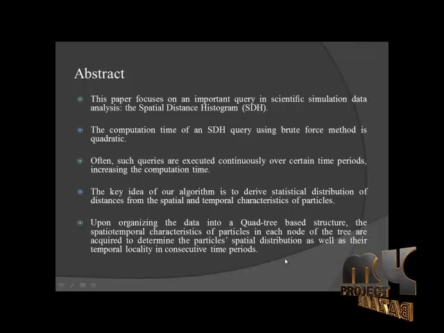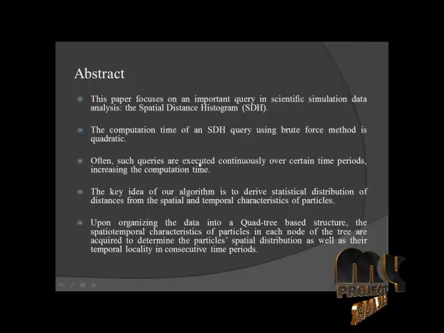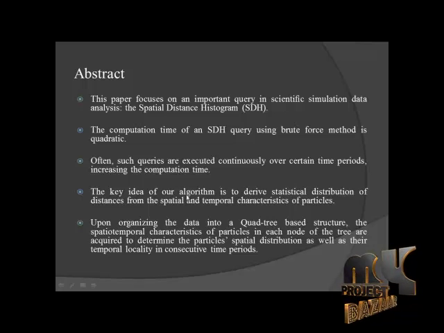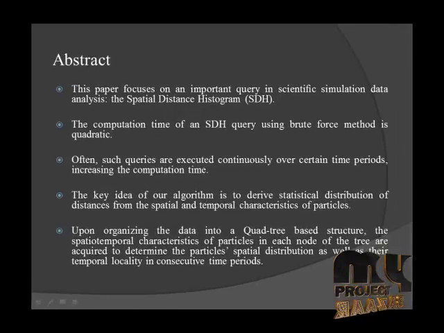In this paper, we focus on an important query in scientific simulation data analysis, the spatial distance histogram. The computation time of an SDH query using the brute force method is quadratic. Often, such queries are executed continuously over certain time periods, increasing the computation time. The key idea of our algorithm is to derive the statistical distribution of distances from the spatial and temporal characteristics of particles. Upon organizing the data into a quadtree-based structure, the spatio-temporal characteristics of particles in each node of the tree are applied to determine the particles' spatial distribution as well as their temporal locality in consecutive time periods.